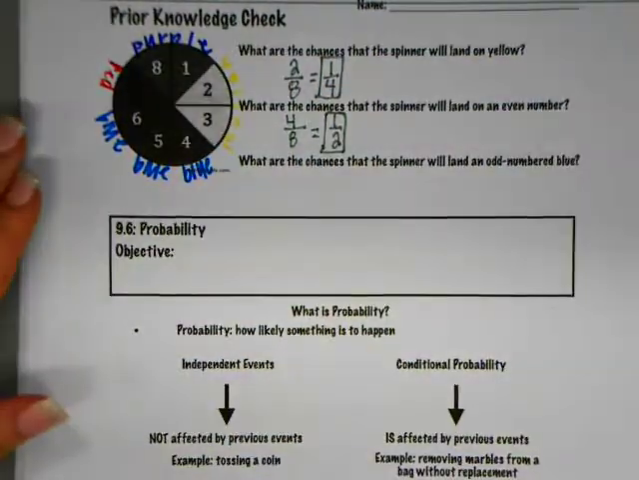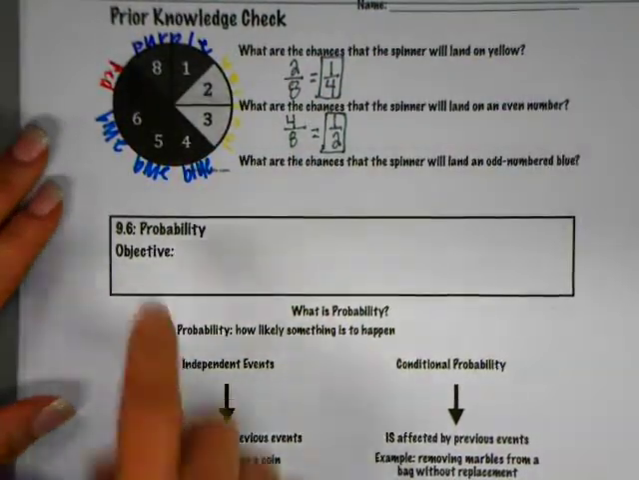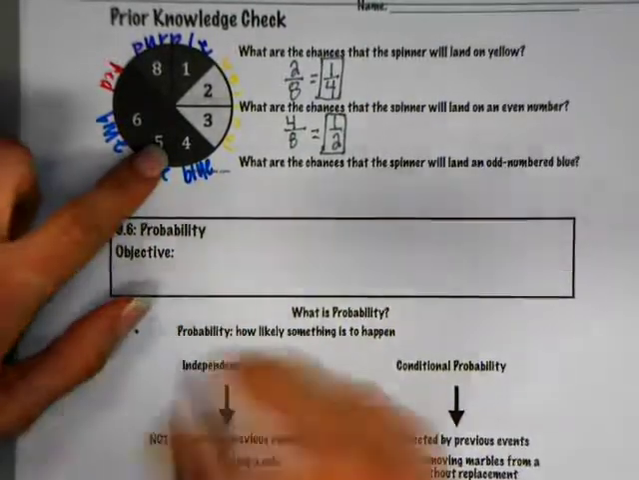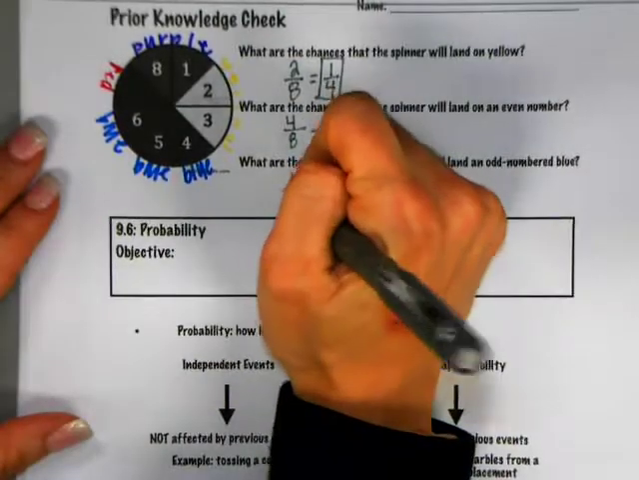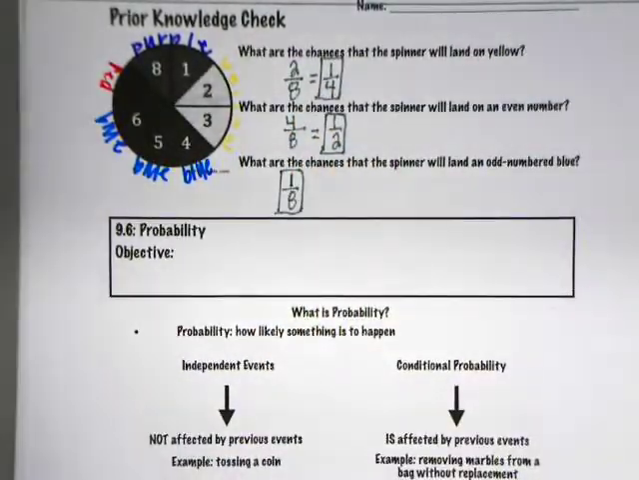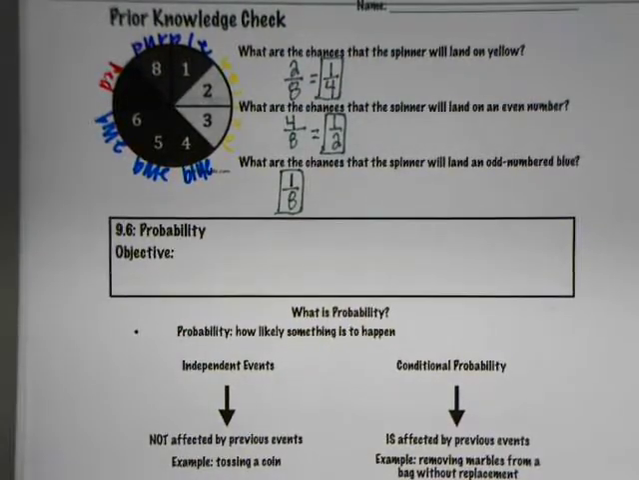Okay, what are the chances that the spinner will land on an odd-numbered blue? So how many odd-numbered blues are there? Only 1, just 5, right? So 1 out of 8. Okay, any questions on that?